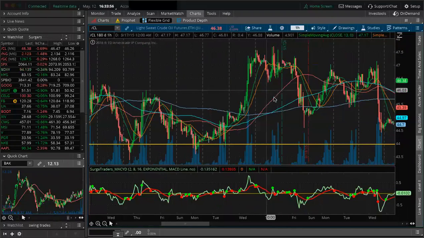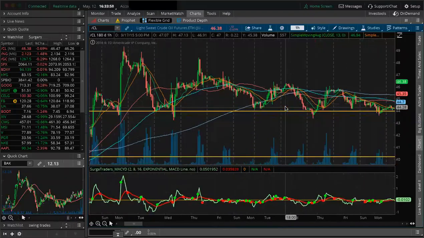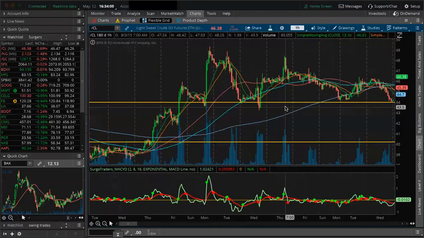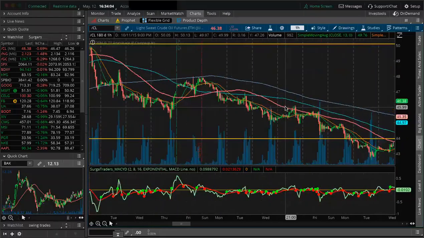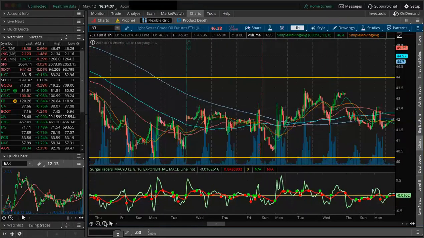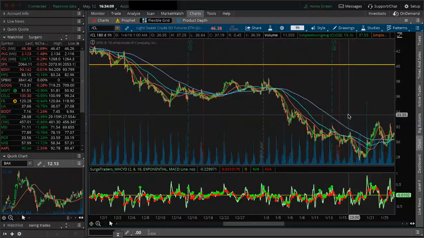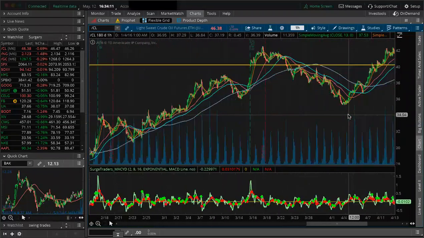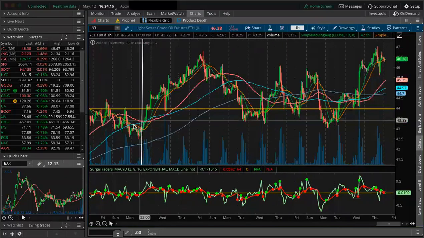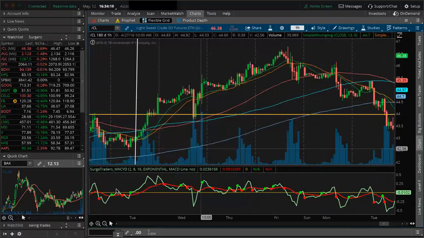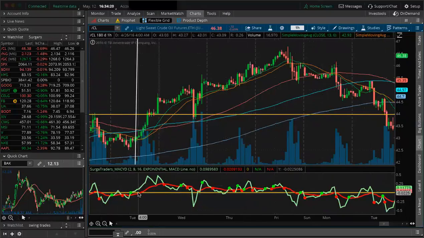Got 1 hour. 30-minute crosses. Oh, there it is. And then, once that had crossed, you would have seen once again the positive to negative cross there. It had already happened, but it's trending up. It's moving above the zero line.